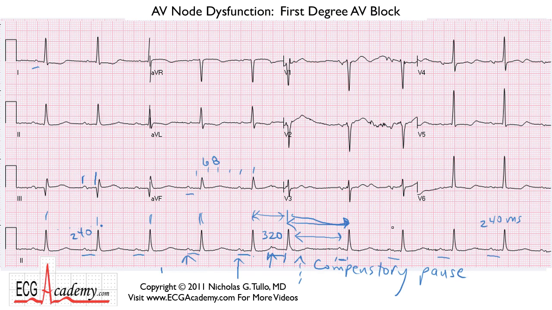But in the next chapter, I'm going to show you how AV node dysfunction can lead to failure of one-to-one conduction, and the AV node will get into a situation where it has to drop a beat every now and then just in order to keep up. And that's what we refer to as second-degree AV block, which is the subject of the next chapter in this section.